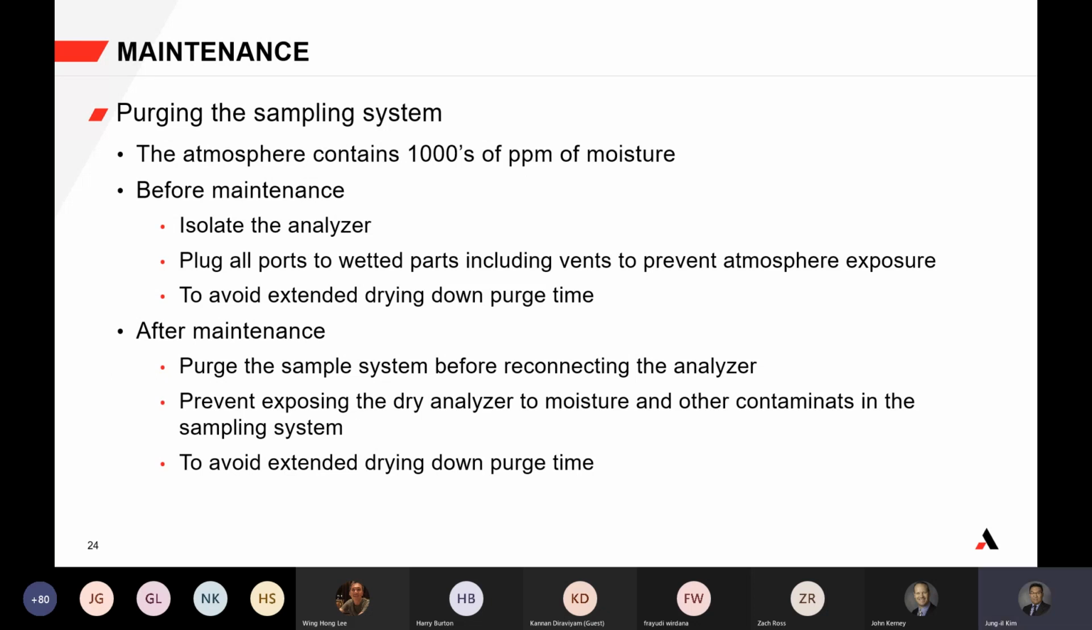After the maintenance, always purge the exposed sample system thoroughly before reconnecting the analyzer. This will prevent exposing the dry analyzer to atmospheric moisture and any other contaminants that might be present in the sampling system.